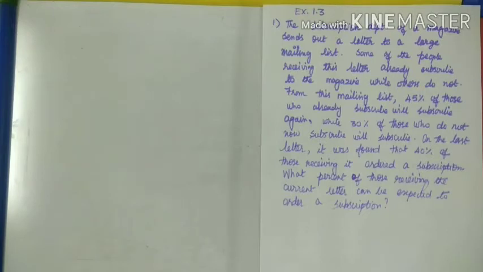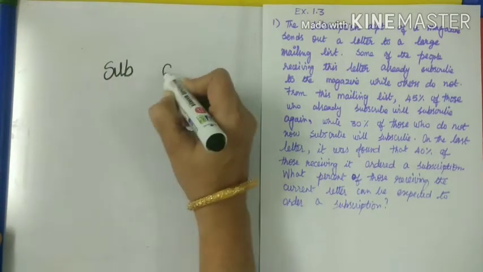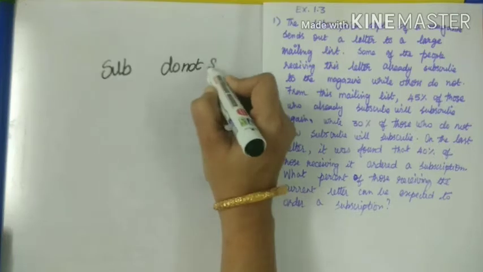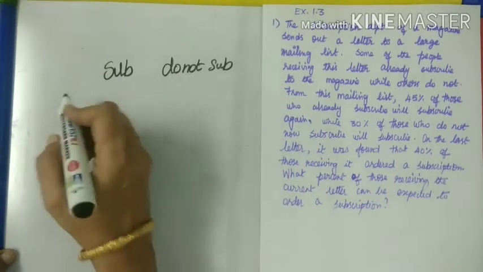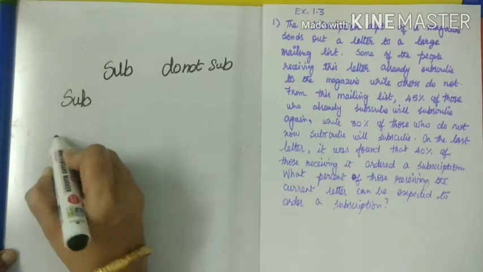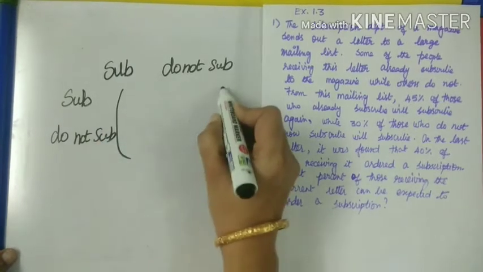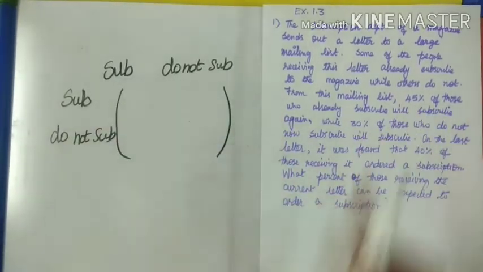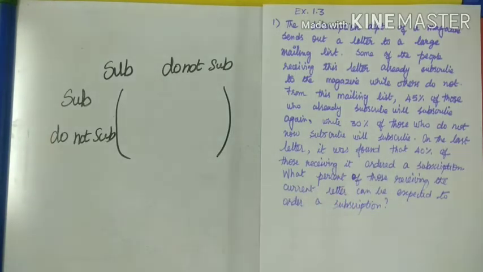Question number 1. Here we are learning about subscribing to a magazine. Now what may be the chances? Those who already subscribe may not subscribe now. So there are two cases: subscribe and do not subscribe. Similarly, on this side also I will write subscribe and do not subscribe. So these are the two cases in which I have to read the problem.